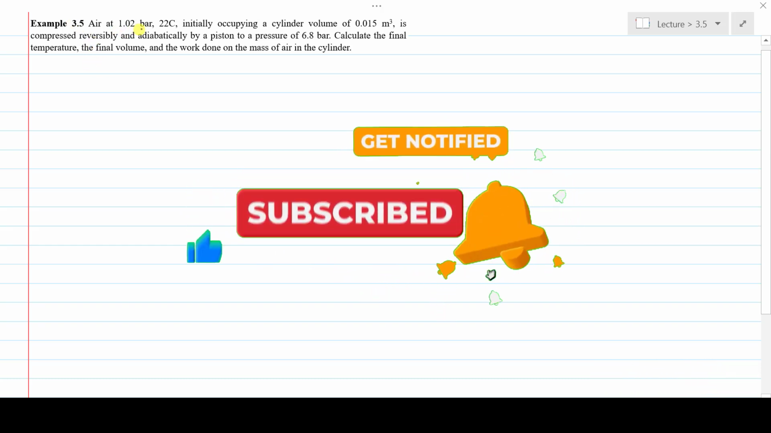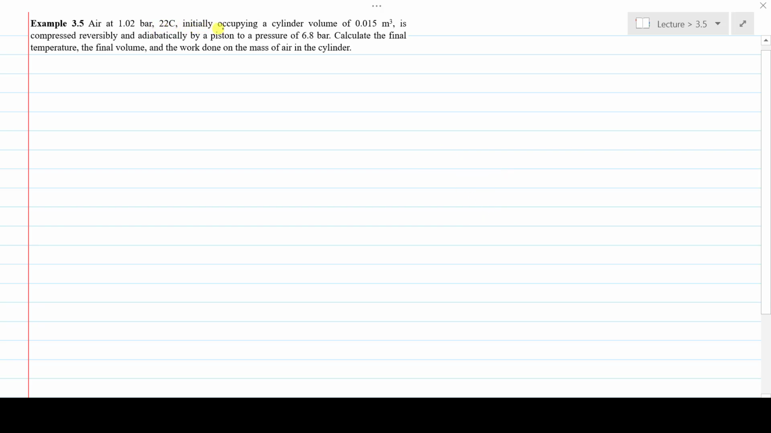Air at 1.02 bar, 22 centigrade, initially occupying a cylinder volume of 0.015 meter cube, is compressed reversibly and adiabatically by a piston to a pressure of 6.8 bar. Calculate the final temperature, final volume and the work done on the mass of air in the cylinder.